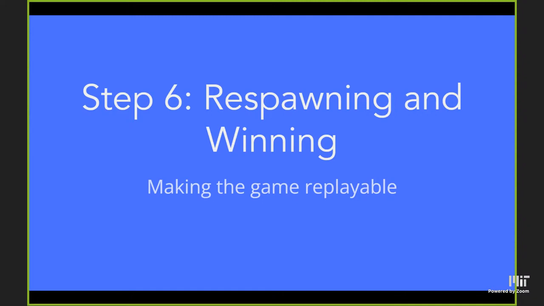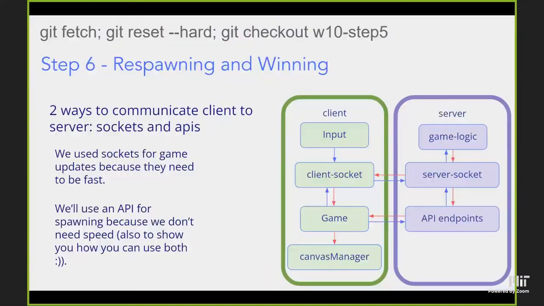All right, so let's go back to step 6. In this step, we're just going to add some utility to our game. Now that our game is functional, we want to be able to respawn and win, right? We want to make the game replayable.